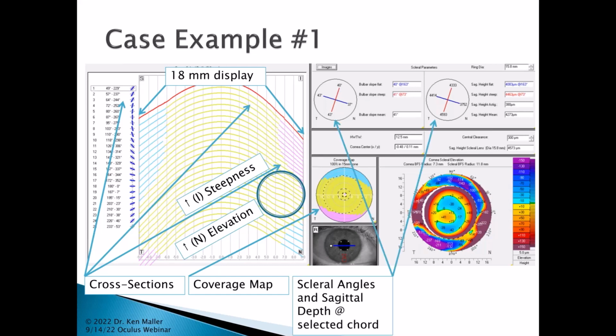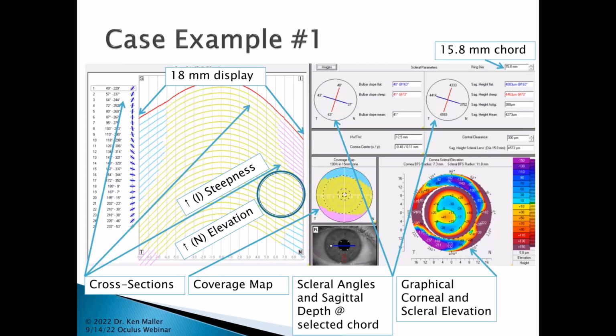Here we can see the scleral angles and sagittal depth at that selected chord of 15.8 millimeters. And what we notice here, once again, we have that graphical corneal scleral elevation. But we also have data that's output to give us an average sagittal height. This would be for those of you who really use fitting sets and are looking for where should I start with a trial lens. This is giving you what the average sagittal height is of that particular eye so that you would know possibly what trial lens to start with and be in the ballpark.